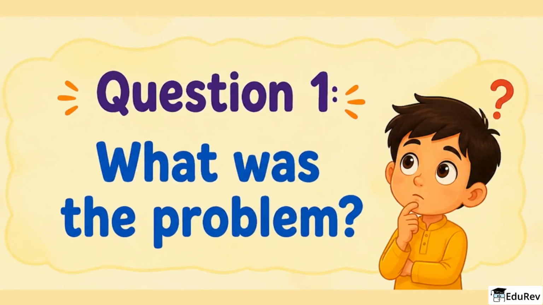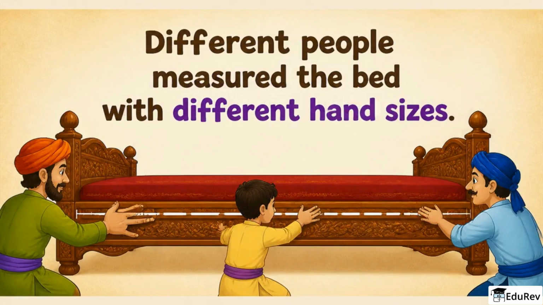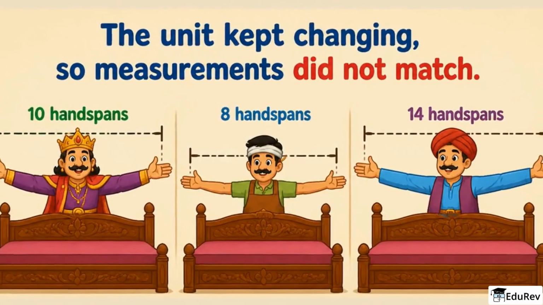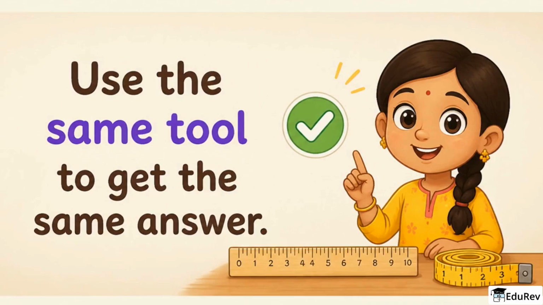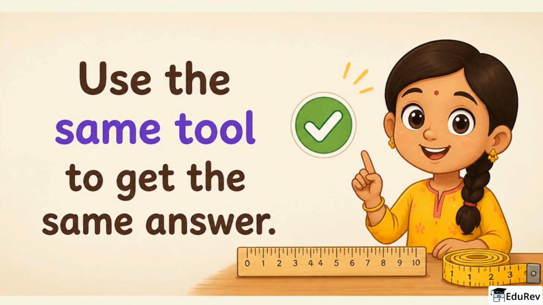Question number 1. What was the problem? Different people used different sized hands to measure the bed. That means the unit kept changing, so measurements did not match. So, everyone should use the same measuring tool, so the answer stays the same.